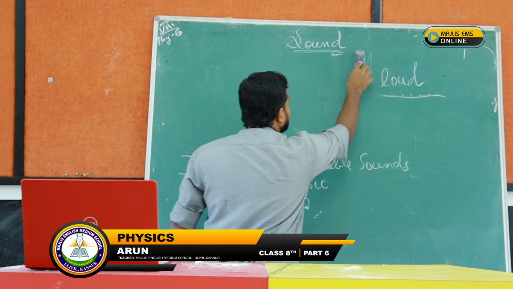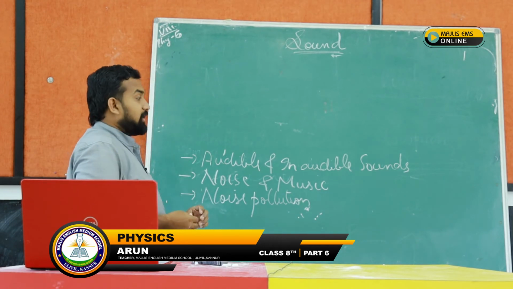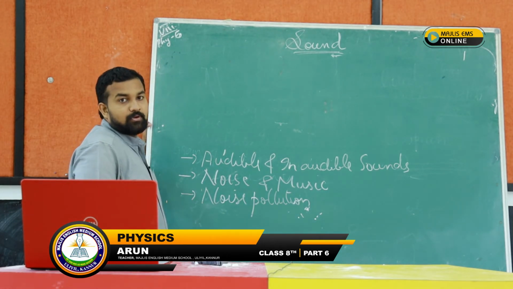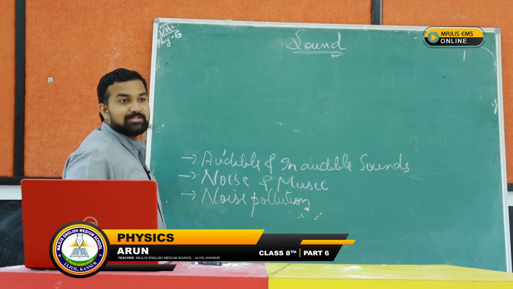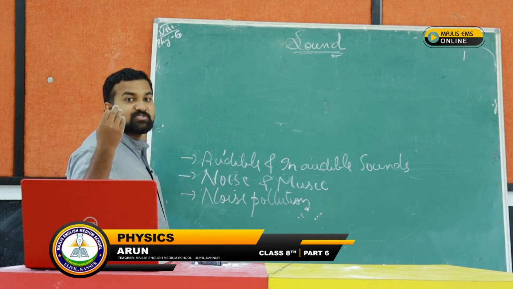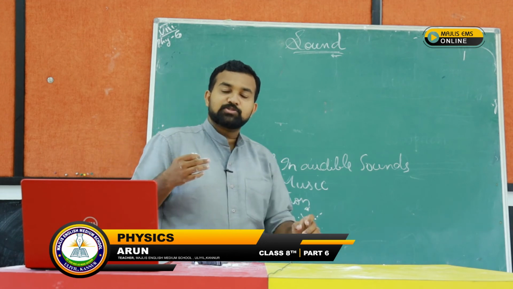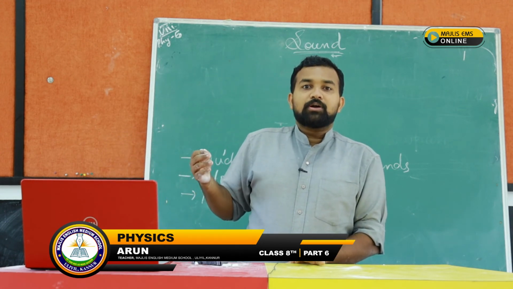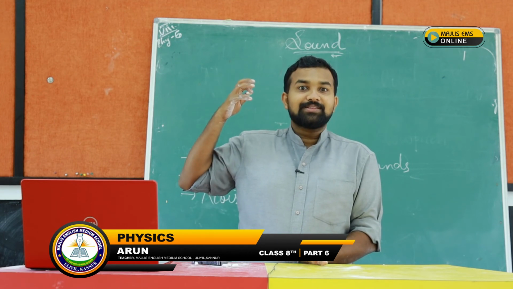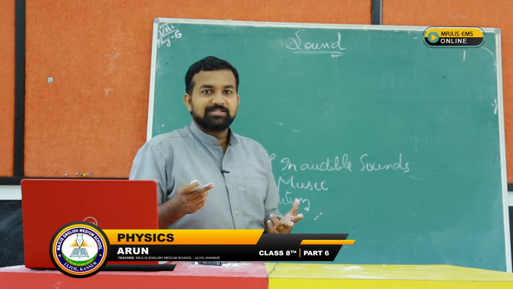Now what we want to discuss in this chapter is audible and inaudible sounds. You might have heard about ultrasonic sound and all. That means animals can recognize some other sounds which we cannot hear. You might have heard like that. When an earthquake was coming, when a tsunami was coming, the birds and the dogs could identify the sound and they were very much distracted. But we couldn't hear. Why is it so?